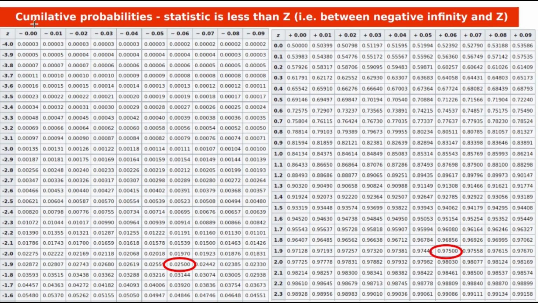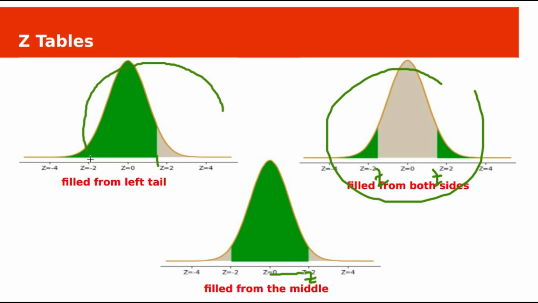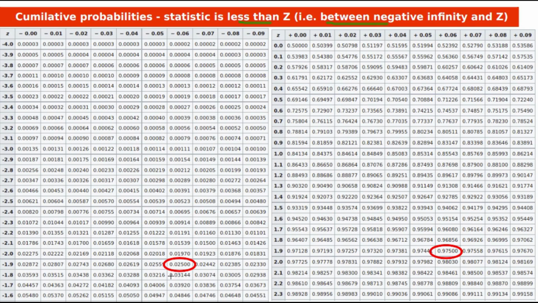This Z table contains cumulative probabilities less than Z, meaning from negative infinity up to Z. Here we are using this kind of Z table, which is filled from the left tail up to the specified Z value. Here is the 0.025 cumulative probability, in this row and in this column. So the Z value is minus 1.96.